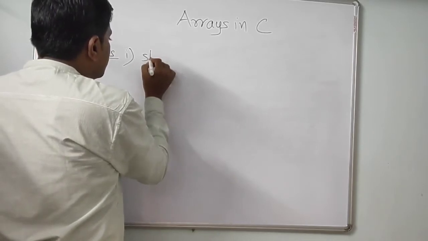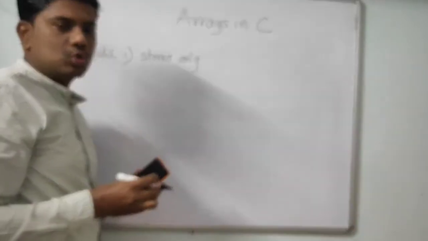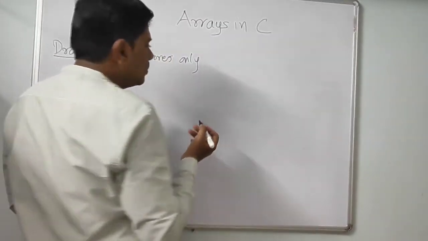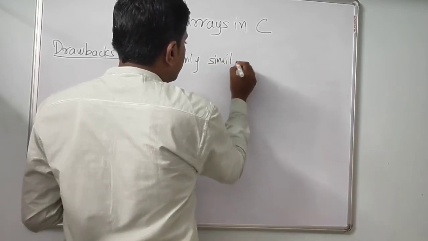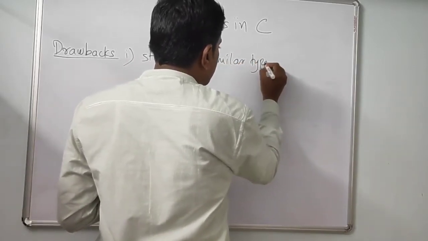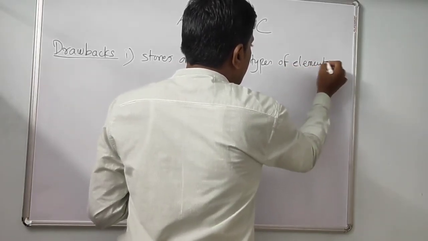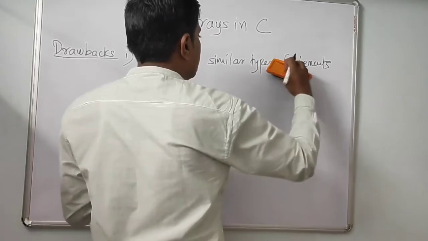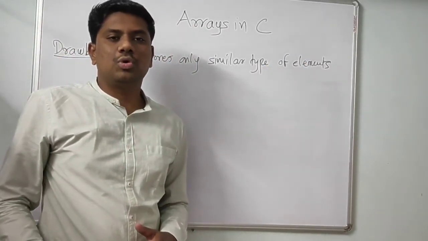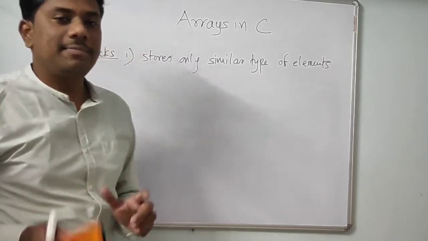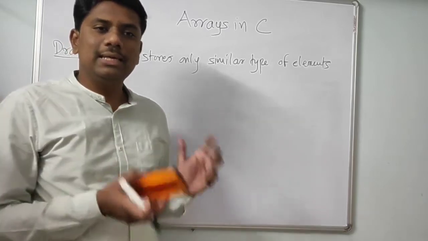it allows us to store multiple elements of the same data type. So it stores only similar type of elements. So this is the drawback. Array allows us to store multiple values but of the same data type. We can't store one integer, one float, one character in a single array.